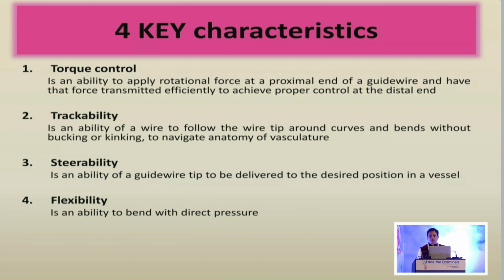Before I really start talking about the different guide wires, let me cover a few characteristics which are pretty important. These are often spoken about, but very few really understand what exactly they mean. So let's go through that. What is torque control? Torque control, in simple words, is the amount of rotation given at the proximal end, that means by the operator, with the torquer, and how much rotation is happening at the distal tip of the wire. That is called torque control, because that is critically important.